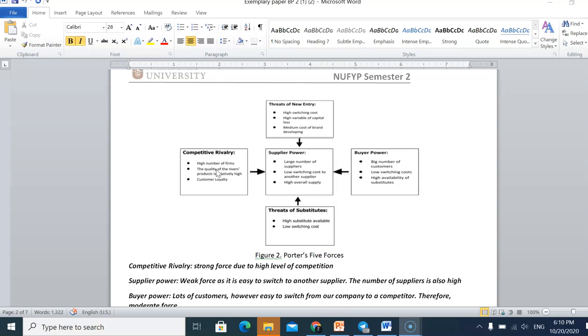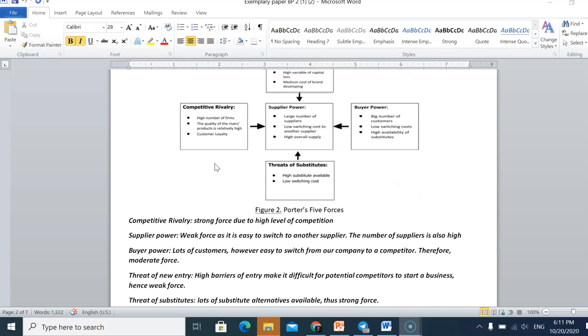So in a Porter's 5, you have to make sure that you're very specific. I think the most common mistake in Porter's 5 is that people tend to be very generic, and they keep using the same words for several forces, like switching costs are low. It can be applicable to buyer power, to supplier power, and so on. So you need to be very specific in this particular case.